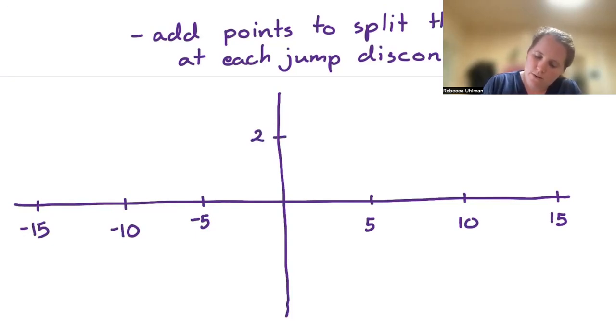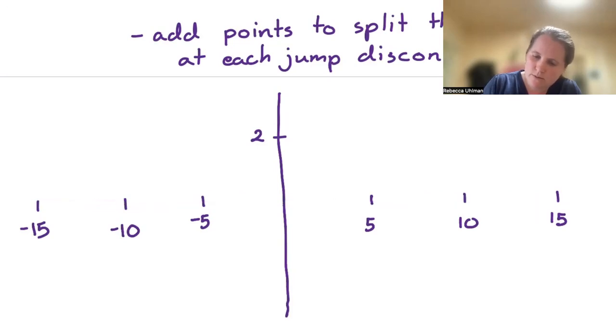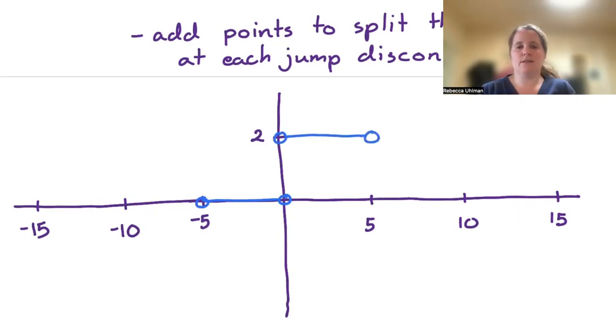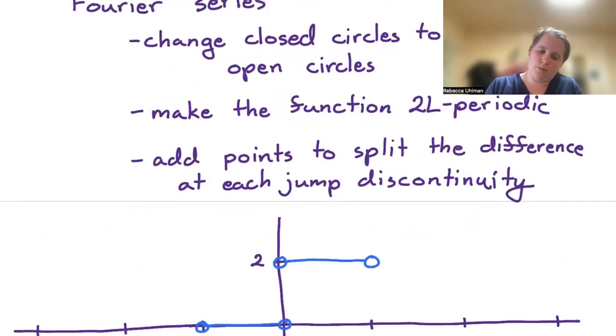Again, doing open circles. We'll go from -5 to 0, running just right on the x-axis, using open circles. We'll go from 0 to 5 up at y equals 2, again using open circles. So this is my step 1, if I number these.